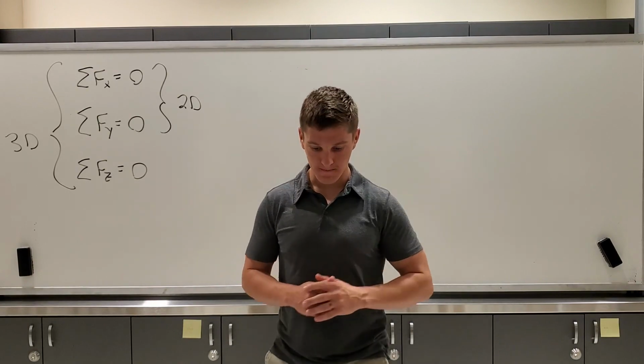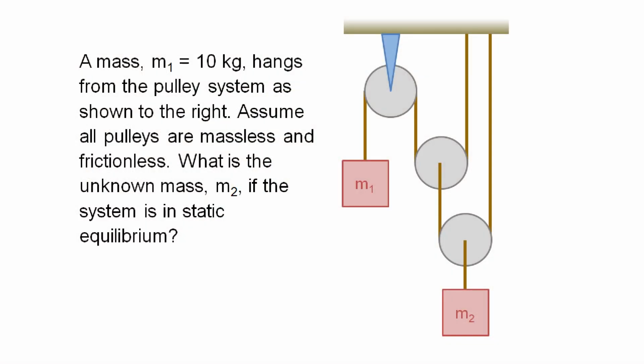It reads: a mass M1 of 10 kilograms hangs from the pulley system as shown to the right. Assume all pulleys are massless and frictionless. What is the unknown mass M2 if the system is in static equilibrium?